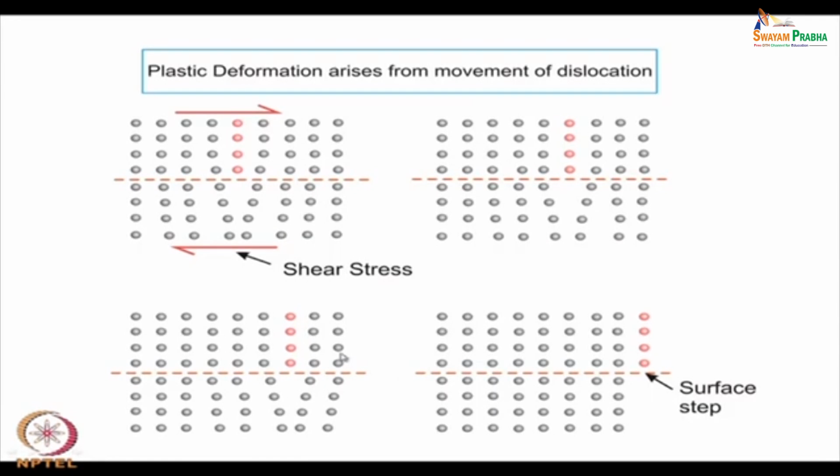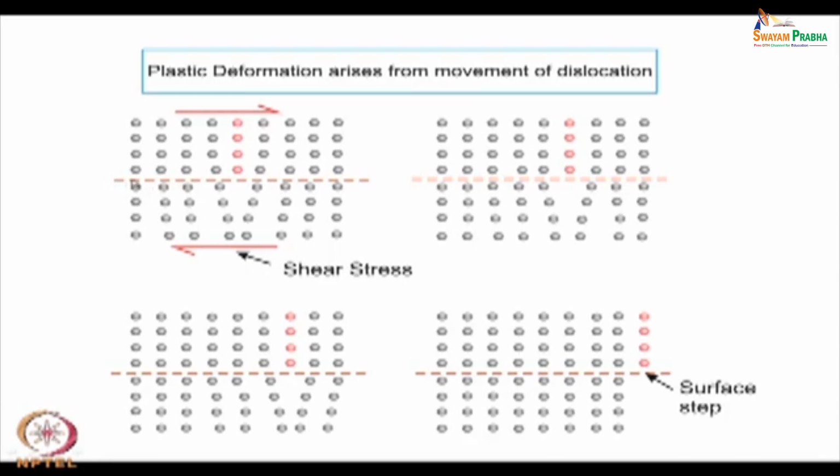What is shown here is the dislocation moving from left to right. As you can see, it has moved one interatomic distance, then it has moved further, and finally it has formed a step on the other side. It started with a step, which has not been shown here unfortunately.